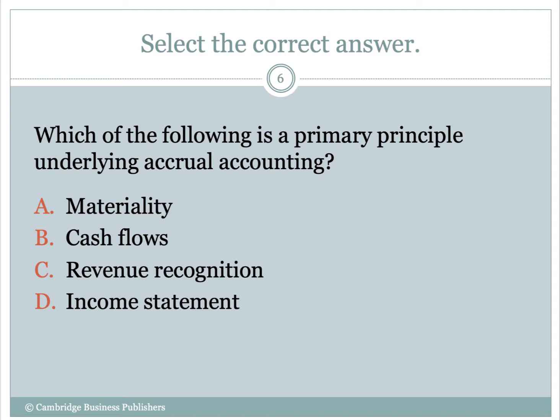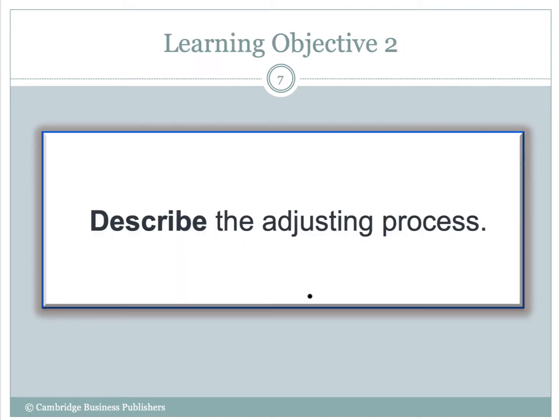So remember, which of the following is the primary principle that's underlying accrual accounting? Well, it better be revenue recognition, right? Why? Because the main principle that underlies accrual accounting has to do with that recognition, right? That recognition principle. Okay, so let's look at the adjustment process.